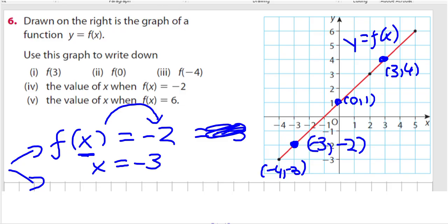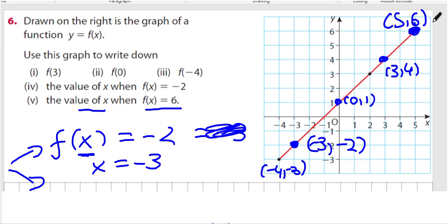Okay. Question 5. What input causes an output or y value of 6? How do you know it's 5? It's this point up here, isn't it? Which is level with the 6. Which is the point 5, 6. So the answer is 5.